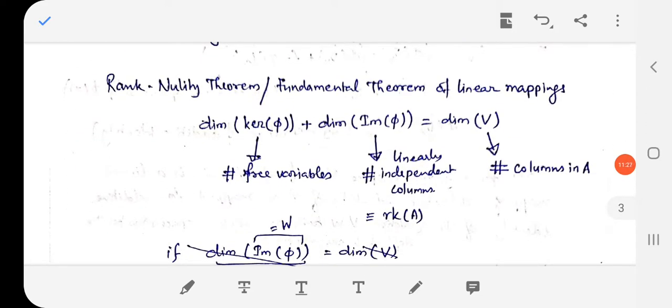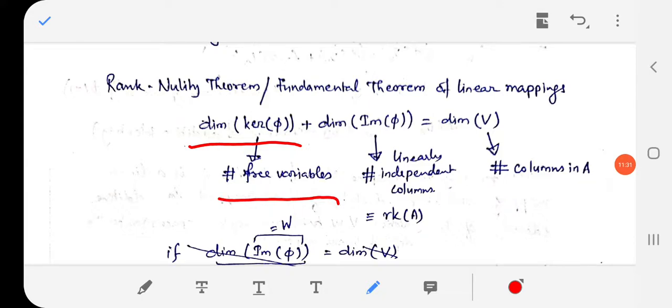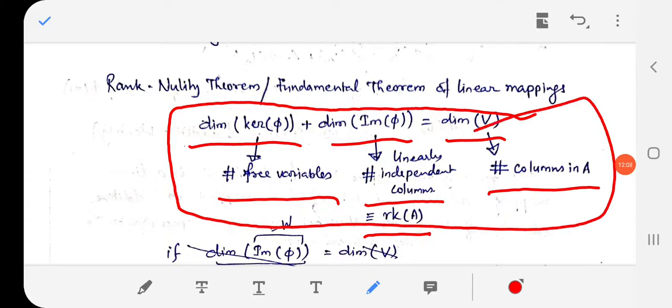So we can say that the dimension of the kernel, which is nothing but the number of free variables, plus the dimension of the image of phi, which is nothing but the linearly independent columns of A, which is equal to the rank, is equal to the dimension of V. The dimension of V is the number of columns of A, or the elements in each row of A. And this is called the fundamental theorem of linear mappings, which connects the kernel space dimension, the dimension of the mapped space and the dimension of the input space. So that's the beauty.